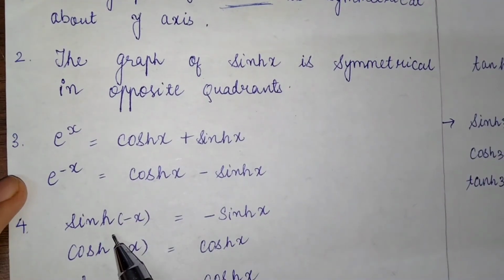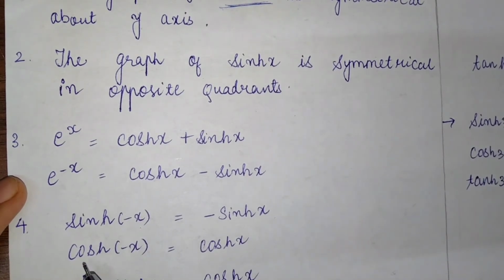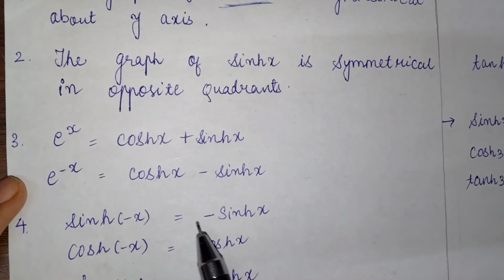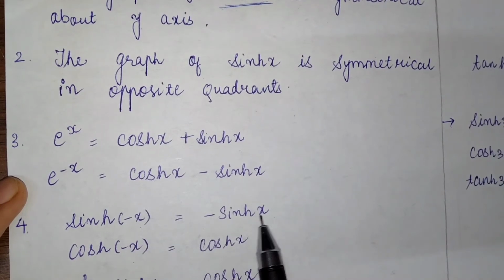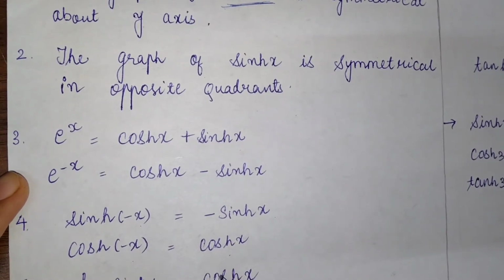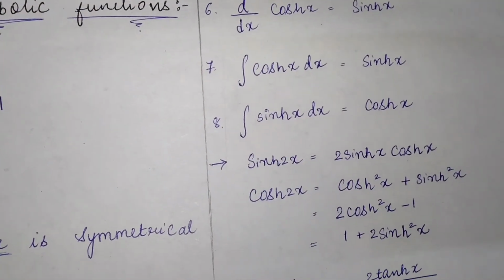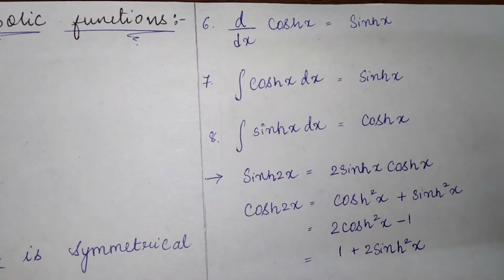Then sin h of minus x is equal to minus sin hx, and cos h of minus x is equal to cos hx. Again, we discussed previously that as it is an odd function, the minus sign will remain, and as it is an even function, we will get only cos hx. Now, differentiation of sin hx, that is d by dx of sin hx, is equal to cos hx. And differentiation of cos hx is also equal to sin hx.